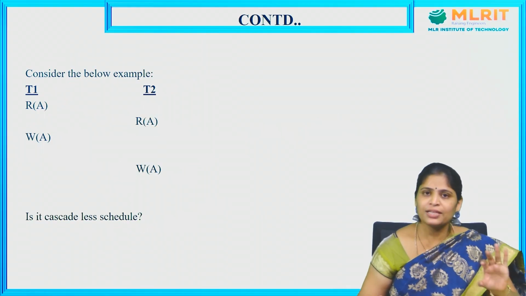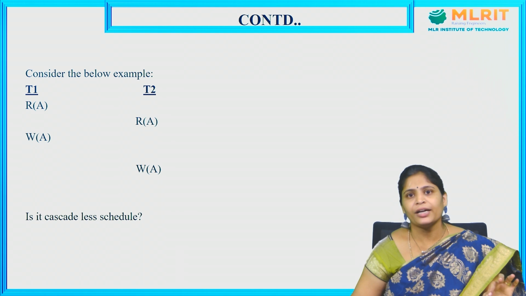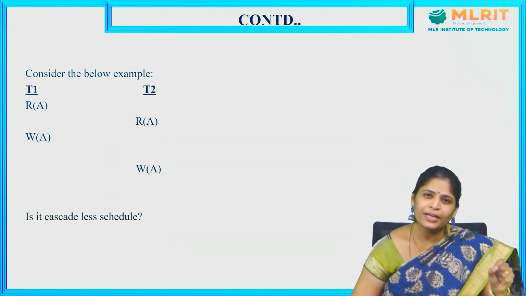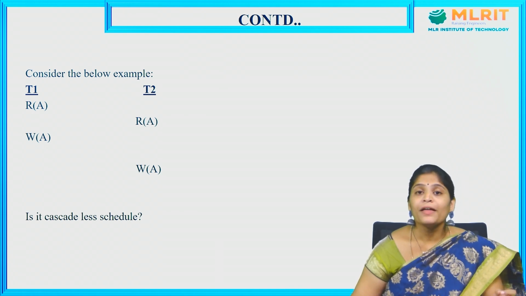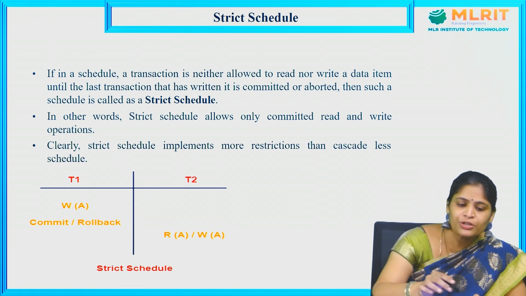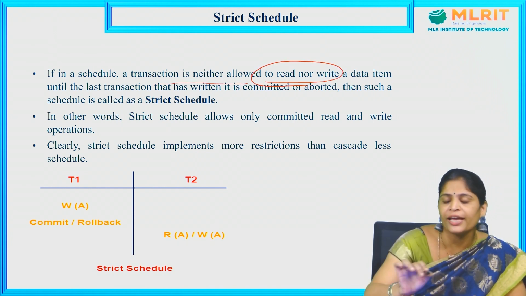So what is the drawback of cascadeless schedule? It will not allow reading a data item until the update is committed in the previous transaction. Okay. Then what is strict schedule? What is strict schedule here? A transaction is neither allowed to read nor write.